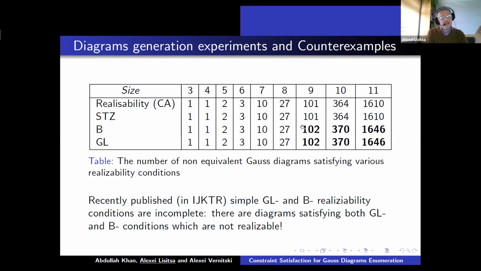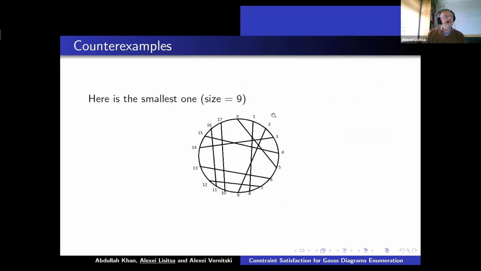Well, first, a conclusion: these conditions were published in a well-established journal, the Journal of Knot Theory and Its Ramifications. We couldn't believe at first that we had indeed found a mistake in the main theorems of both papers, but this turned out to be the case, and the authors have confirmed that there is an error in their papers. And here is the smallest counterexample we found using this approach. It is a diagram which satisfies both B and GL conditions, but is not realizable.